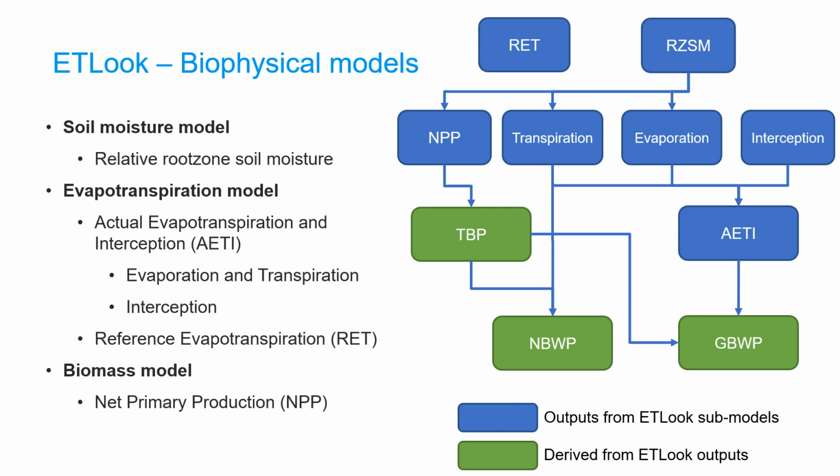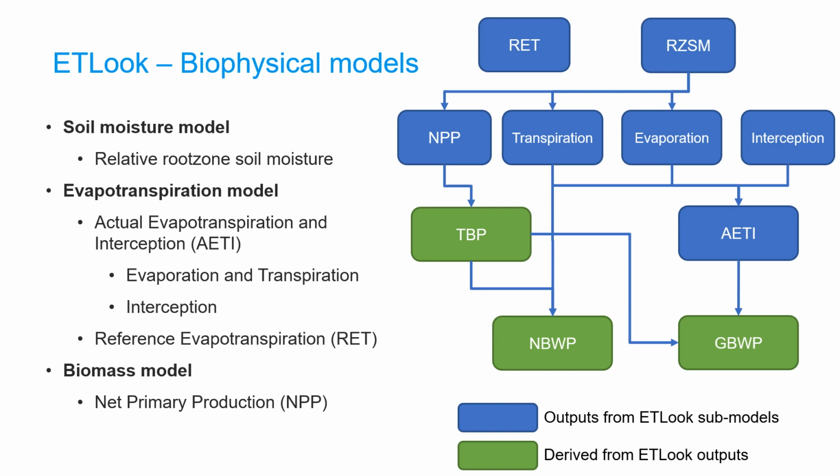In the following lessons of this unit, you will learn more about the submodels of ETLook. The current ETLook model has three submodels: root zone soil moisture, evapotranspiration, and biomass models. This graph here shows the relation of ETLook models and WaPOR data components.